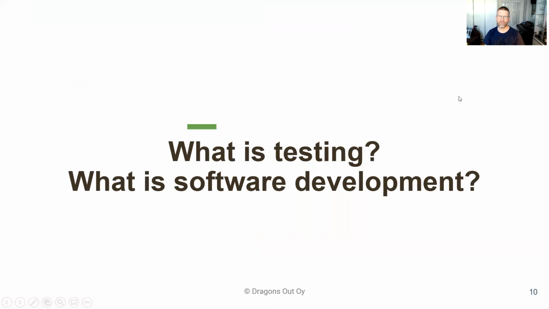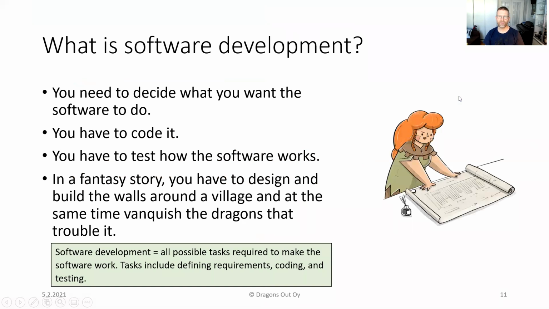Next topic is what is testing? What is software development? These two matters, of course, tie together, so let's discuss them together. So first piece here is what is software development? It is basically requiring something, then coding it, and then testing. These three parts. So you decide what you want to have, when you code it as a software, and when you test to make it as good, as fault-free software as possible.